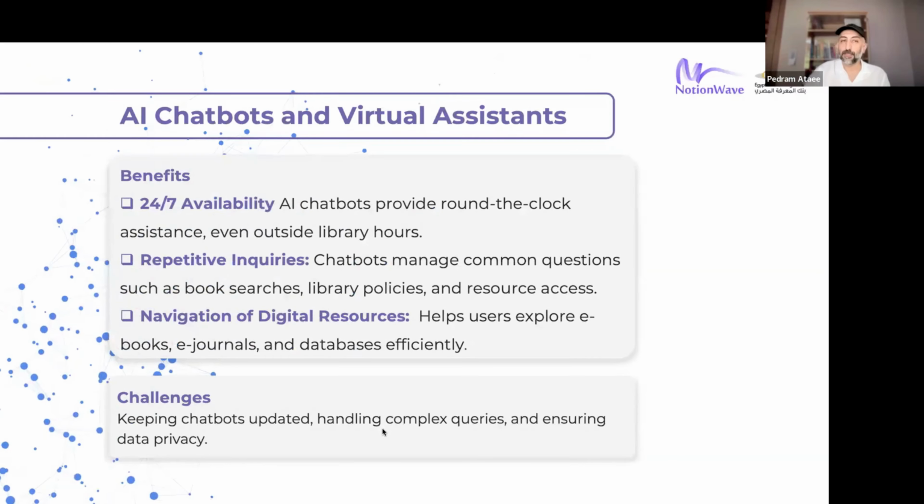The next use case is the AI chatbot and virtual assistant. Obviously, the benefit of this is 24/7 availability. The repetitive inquiries that all the librarians receive can be answered by this AI chatbot and virtual assistant. So if you implement an AI chatbot in a university, you can let AI do all this repetitive work, and you, as an expert, spend your time on something more valuable.